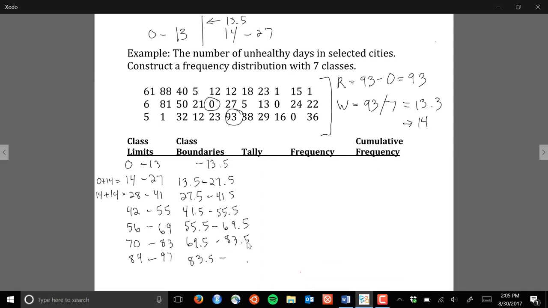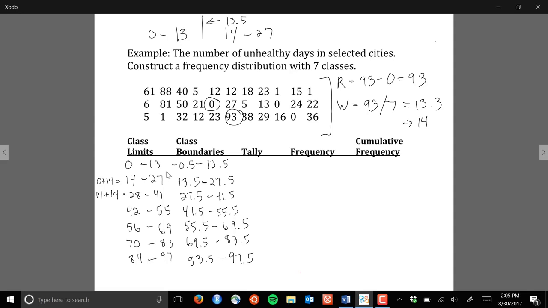So if we go down to 83.5 here and we add 14, we're going to get 97.5. And what number, if we add 14 to it, gives us 13.5? Or in other words, what is 13.5 minus 14? It's going to be negative 0.5. So that's the lower class boundary for the very first class, negative 0.5.